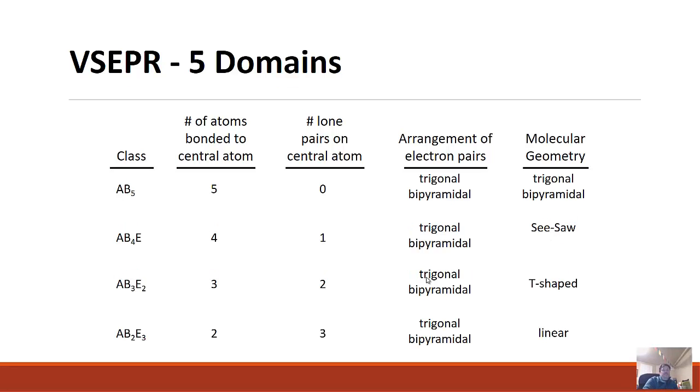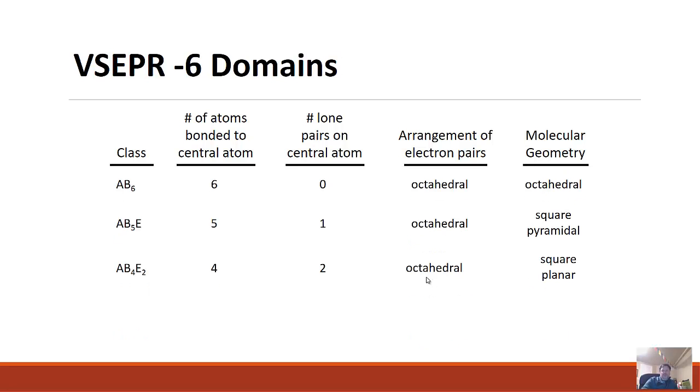Now if we have 5 domains, remember our basic 5 was a trigonal bipyramidal, which means we have a point up top and a point down bottom. If we have 1 lone pair, we call this a seesaw. If we have 2 lone pairs, we call it a T-shape. And if we have 3 lone pairs, we call it linear. Okay, trust me, I will give you a sheet to help you on this. And then finally 6, remember it's octahedral. If we have 1 lone pair, it's called a square pyramidal. If we have 2 lone pairs, it's called a square planar.